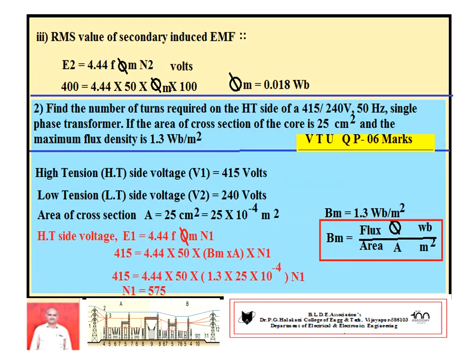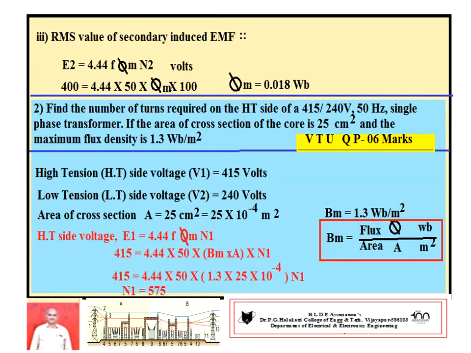So to calculate the maximum value of flux, you can consider the expression for either E1 or E2. Now in this problem I am using the E2 expression. E2 equals 4.44 f phi m N2. Except phi m, you know all the values. E2 is 400, N2 is 100, supply frequency is 50 Hz. Hence we get the maximum flux, that is 0.018 Webers. Understand the problem.